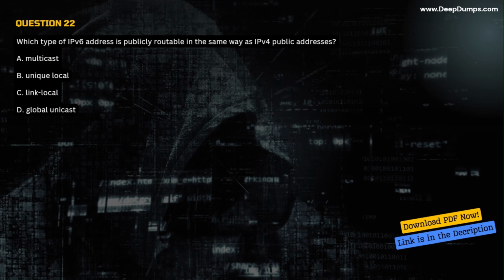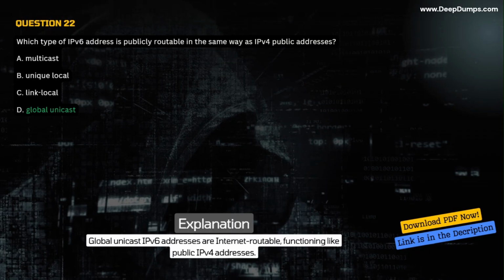A. Multicast. B. Unique local. C. Link local. D. Global unicast. Correct answer, D. Global unicast. Explanation. Global unicast IPv6 addresses are internet routable, functioning like public IPv4 addresses.